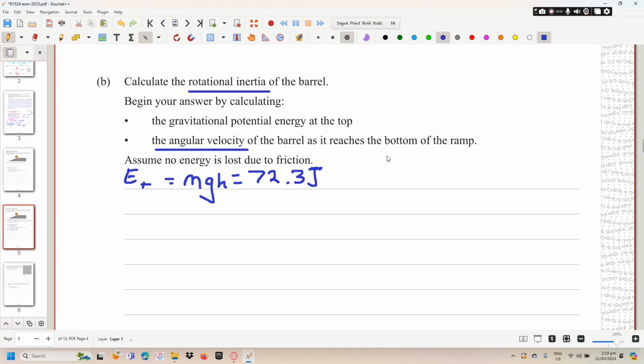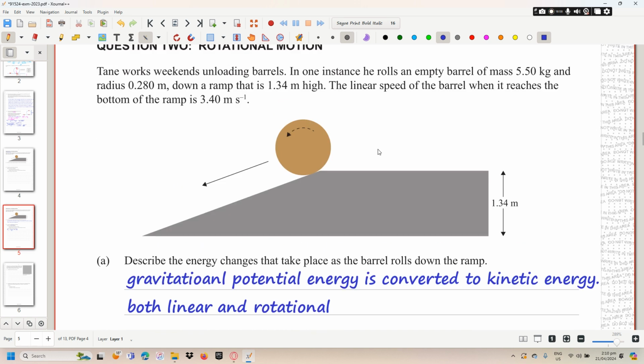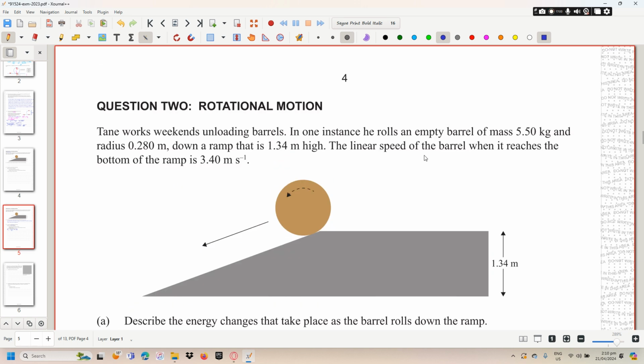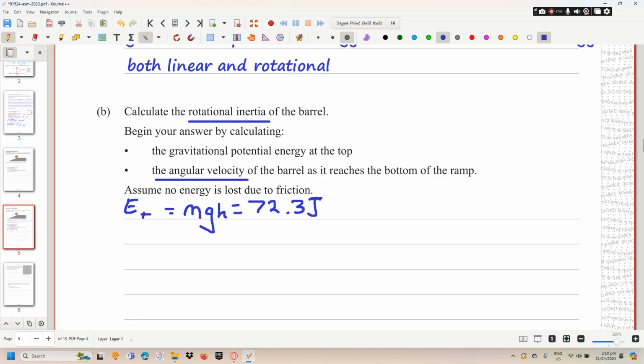The angular velocity of the barrel as it reaches the bottom of the ramp. The linear speed of the barrel when it reaches the bottom of the ramp is 3.4 meters per second. So if you look at your formula sheet, you're going to get velocity is equal to radius times angular speed.